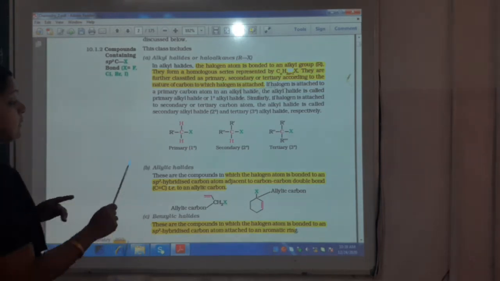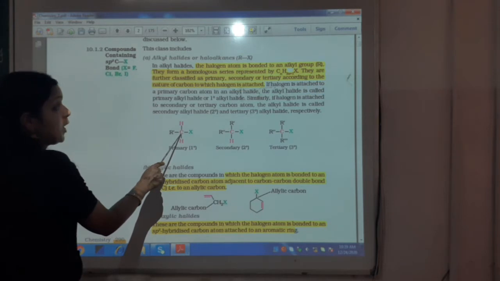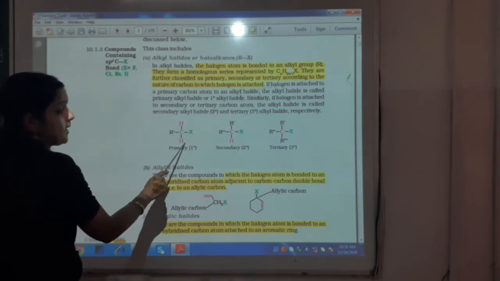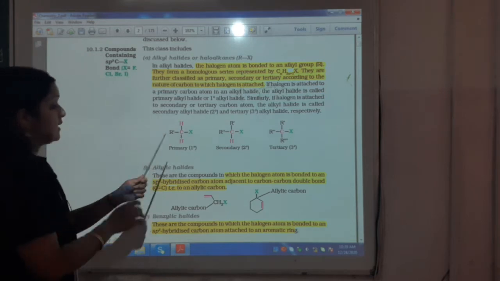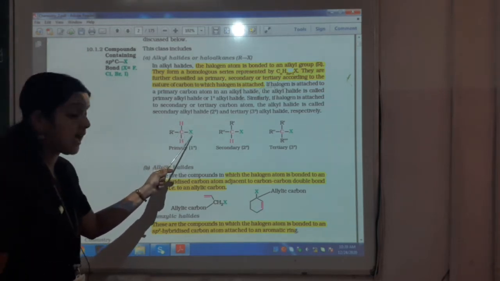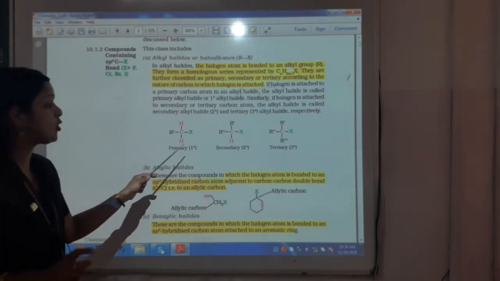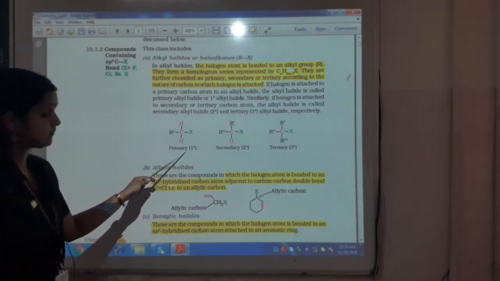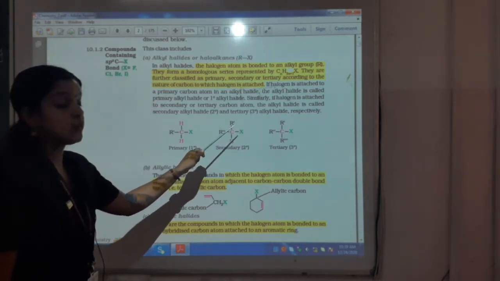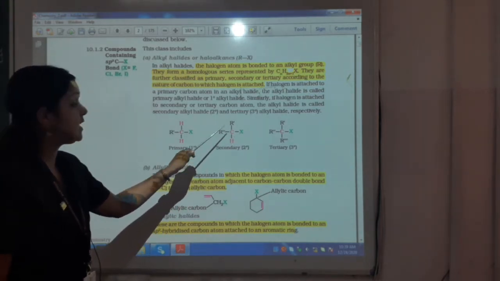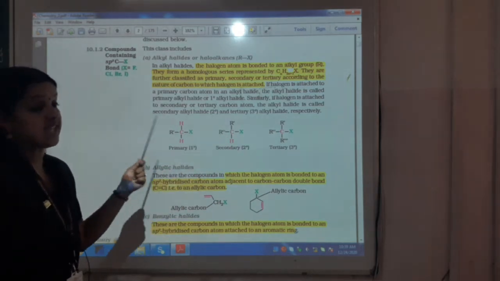Now see the example, children. This halogen is attached to a carbon which is primary, that is, only one alkyl group is attached to this carbon. The carbon which is holding the halogen atom has only one alkyl group, so I call it primary. Now the second structure you can see, the carbon which is holding the halogen atom has two alkyl groups, so this becomes my secondary.